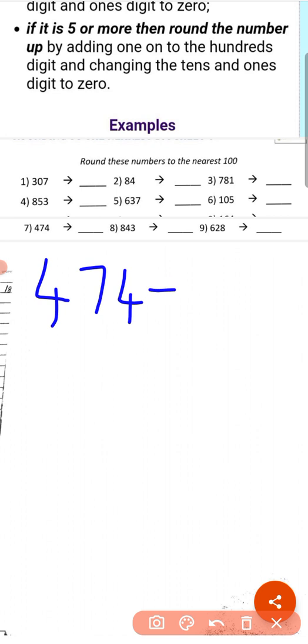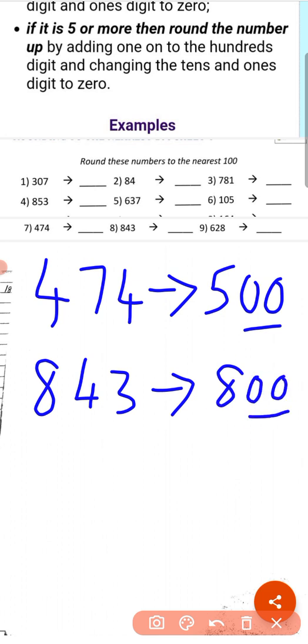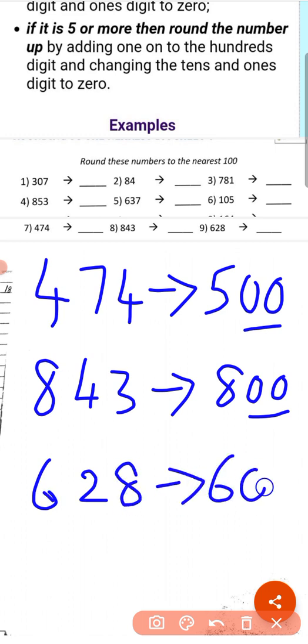474 becomes 500. The number ends with 2 zeros. 843 becomes 800. This number ends with 2 zeros. 628 becomes 600. The number ends with 2 zeros. Okay.